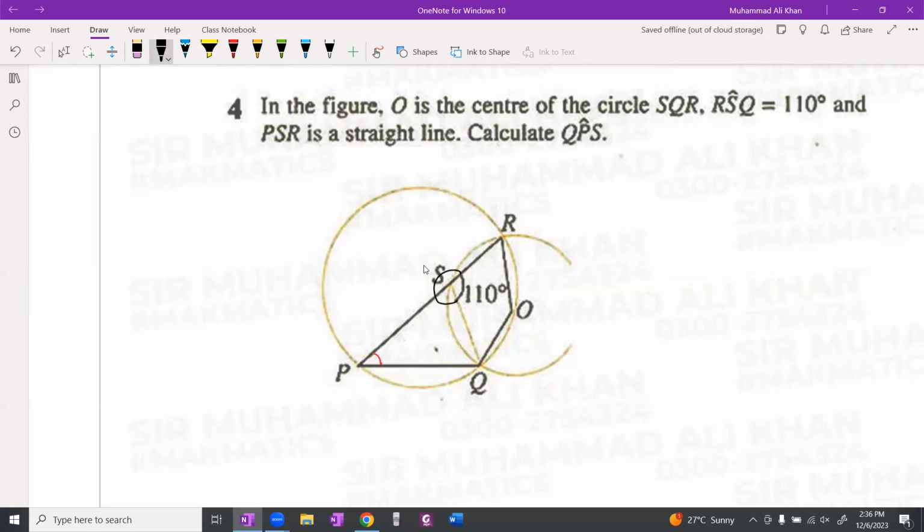Another method, 360 minus 110, it is 250. And half of 250 is this angle. Because center में जो एंगल होता है उसका हाफ सर्कमफेरेंस पर होगा. हम फोकस कर रहे हैं बड़े वाले सर्कल को, छोटे वाले सर्कल को हम फोकस नहीं कर रहे हैं. सो 250 डिवाइडेड बाय 2 इज 125.